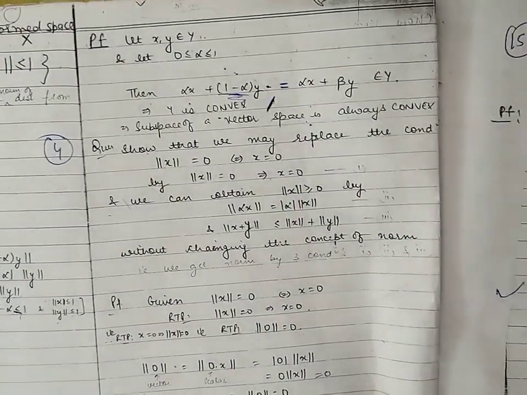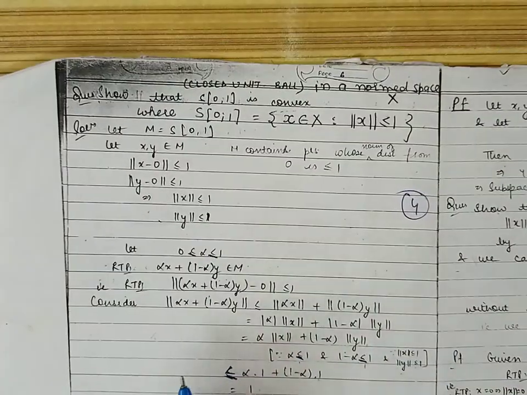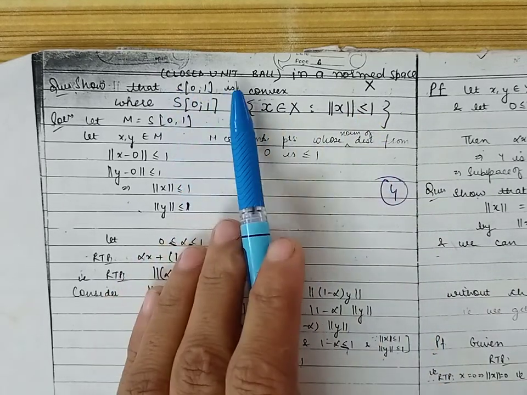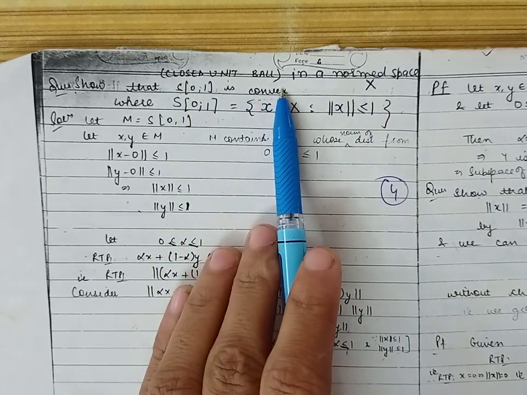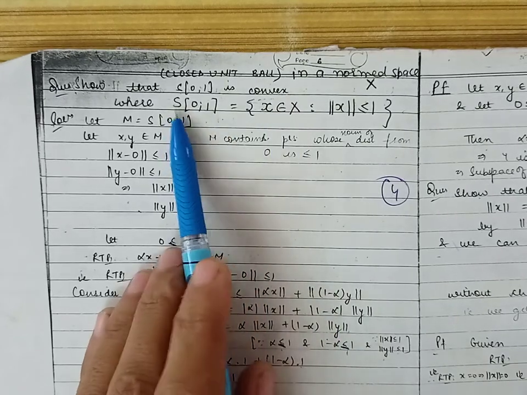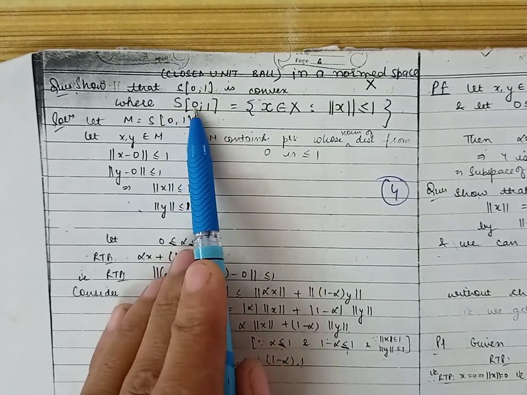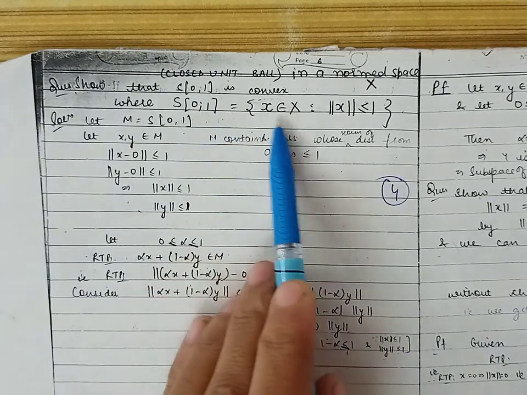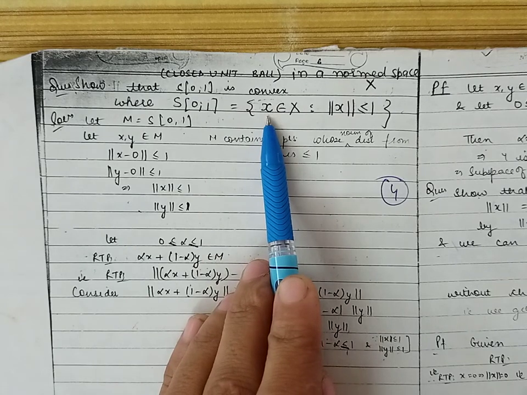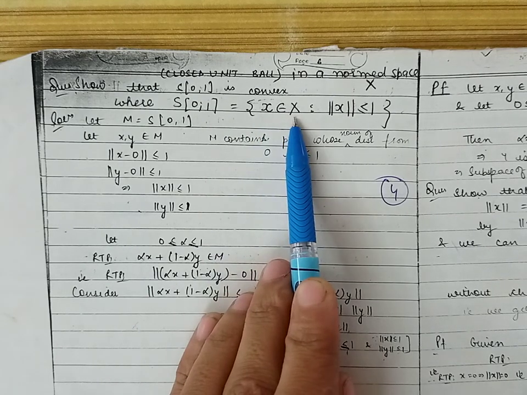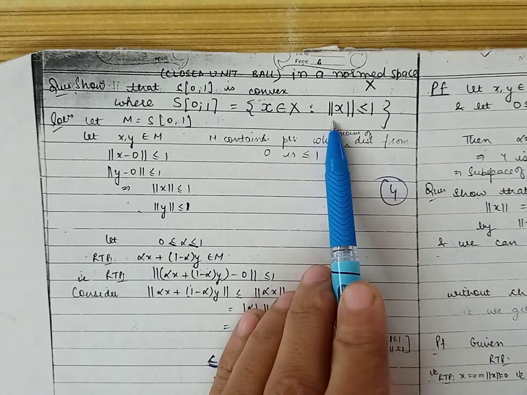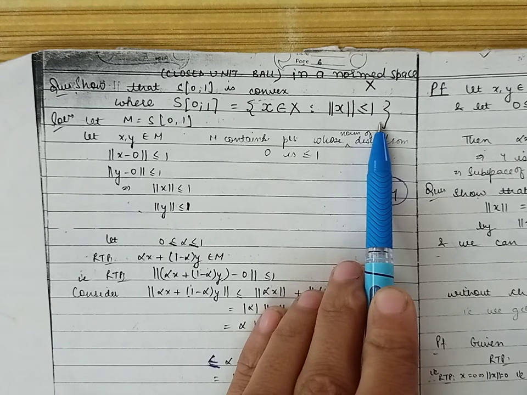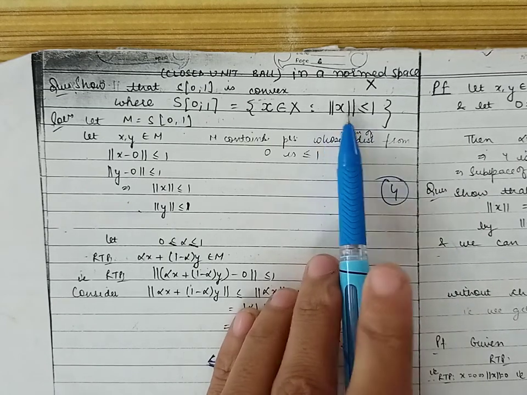So the first example of a convex set is that in a normed space X, every closed unit ball is convex. Closed unit ball means a ball with center 0 and radius 1. Or we can say that this is the collection of all those elements of the normed space X such that their norm is less than or equal to 1. We prove that this closed unit ball is convex.